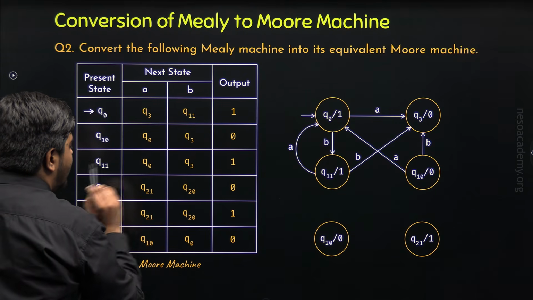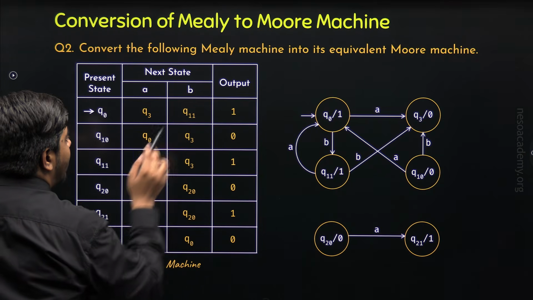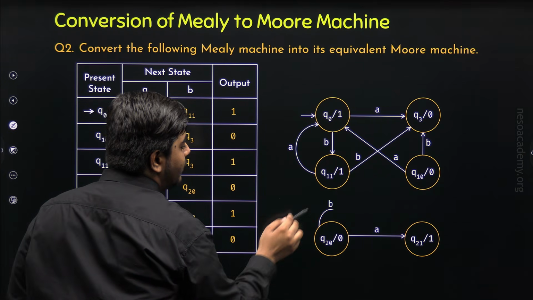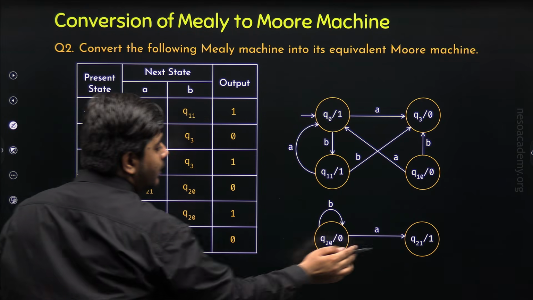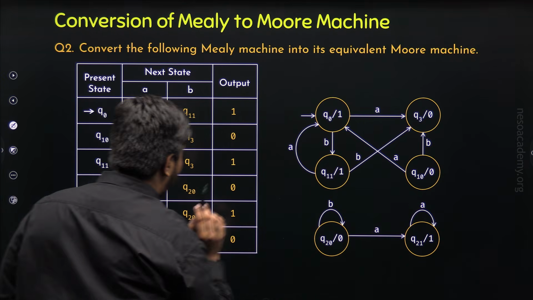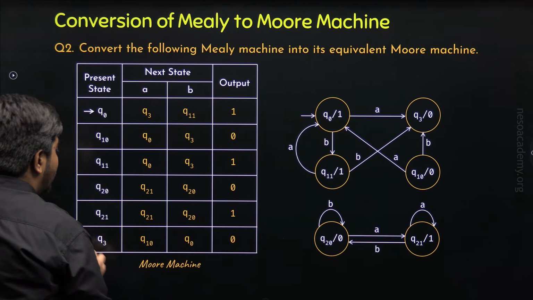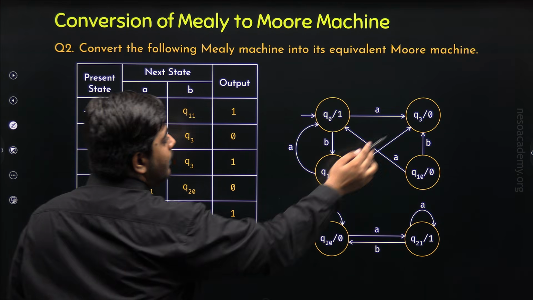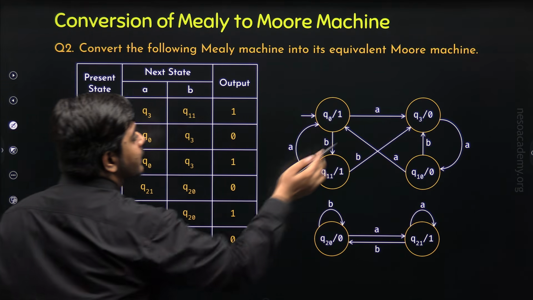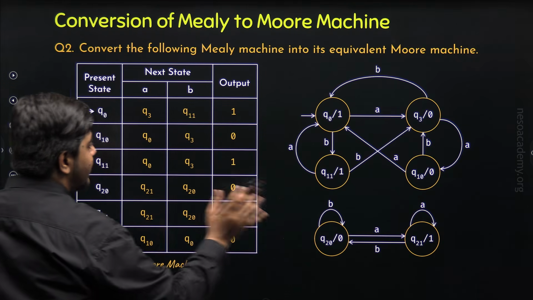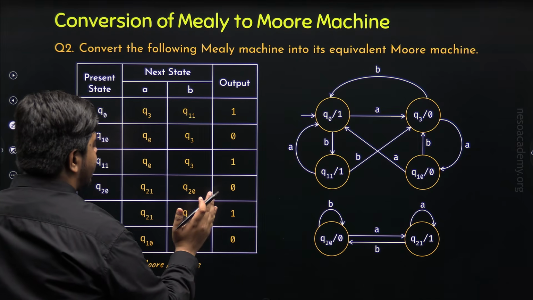Q20 on A gives Q21 and Q20 on B gives Q20. Q21 on A gives Q21 and Q21 on B gives Q20. Q3 on A gives Q10 and Q3 on B gives Q0. Like this, this is the transition diagram of the Moore machine that we have constructed using this transition table.